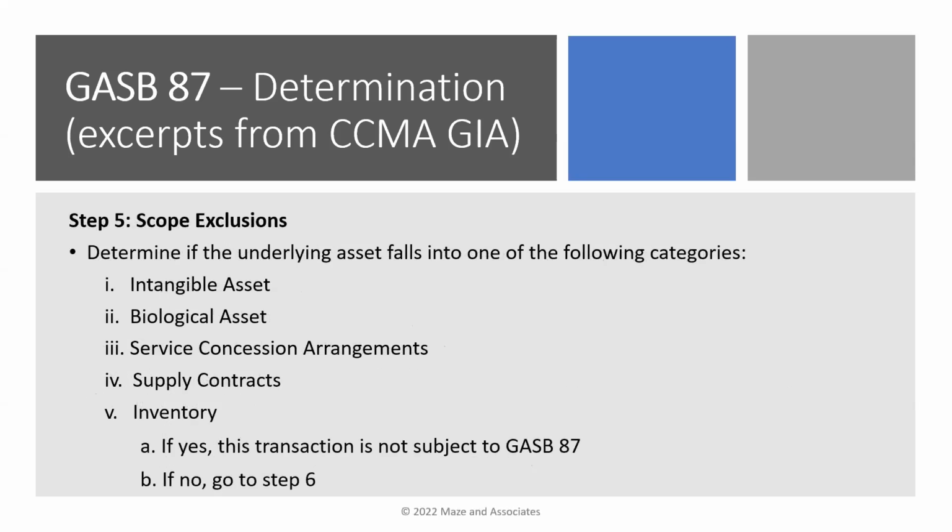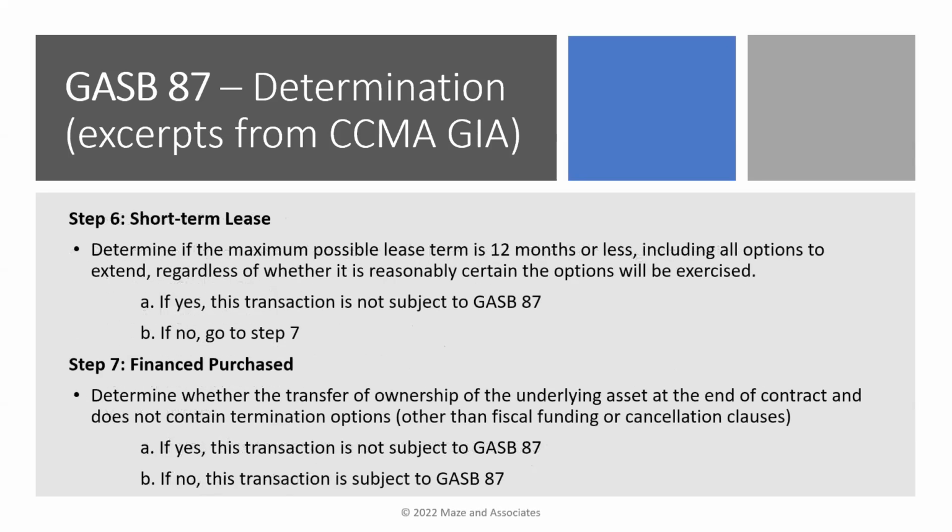And then we talked about the scope exclusions. These items are excluded because they're subject to other GASB guidance. So if the lease agreement or the asset under the lease agreement is in any of these categories, then it's not subject to 87, it's subject to different guidance. And then of course, short-term lease. I think step 6 could also be pushed to the front. If it's short-term, then you don't even have to go through the other components, but because you have those options to extend and things like that, that's why it's considered here at step 6.